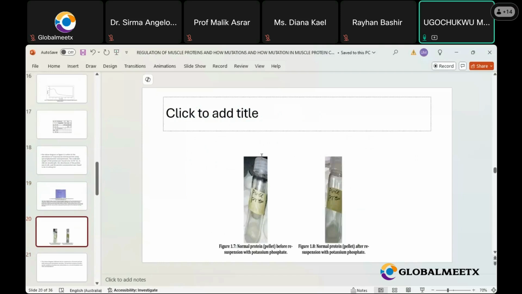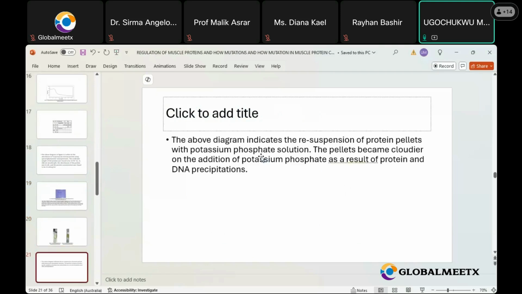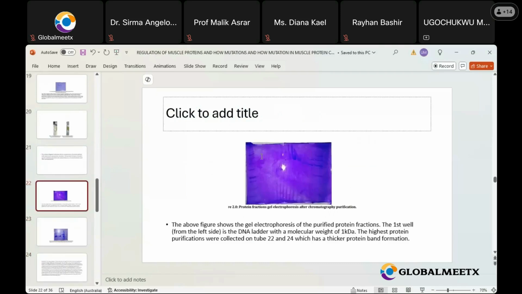If you can watch on the slide, you can see that the color of normal protein before resuspension with potassium phosphate is not the same color as the protein after resuspension with potassium phosphate. So, this indicates that the addition of phosphate results in protein and DNA precipitation.